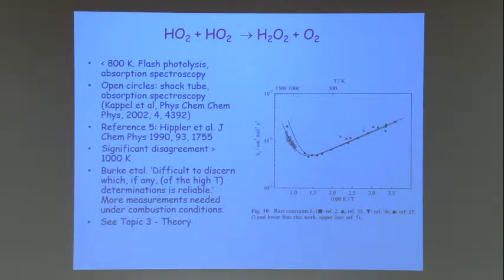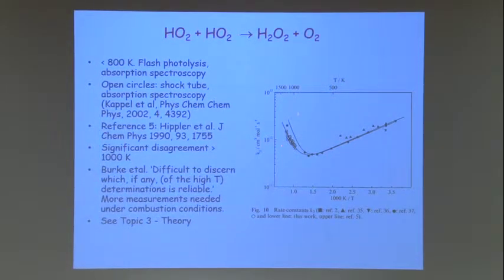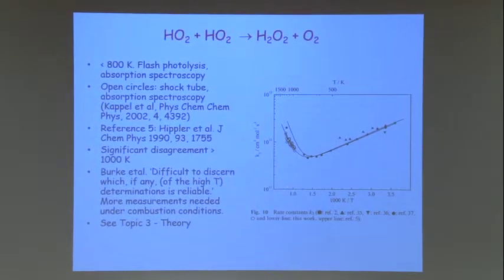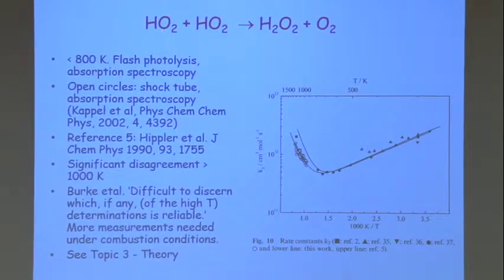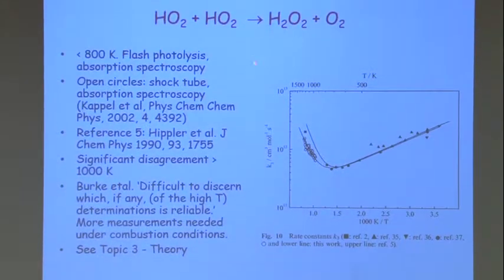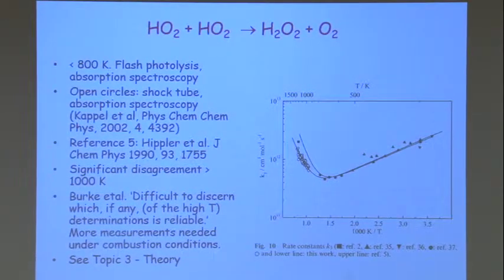We'll return to this reaction tomorrow when we talk about theory, because theory does shed some light on this problem. But it's an important reaction, especially in this higher temperature region, because it's one of the ways in which hydrogen peroxide is generated. And remember, hydrogen peroxide dissociates at high temperatures to regenerate OHs, and that's the way in which that third limit comes into play.